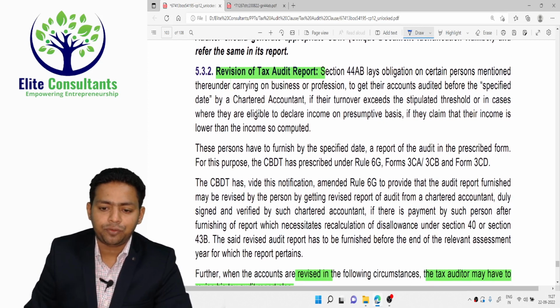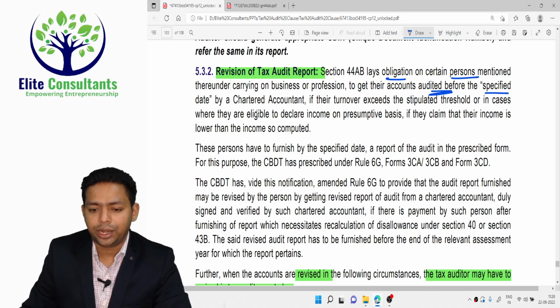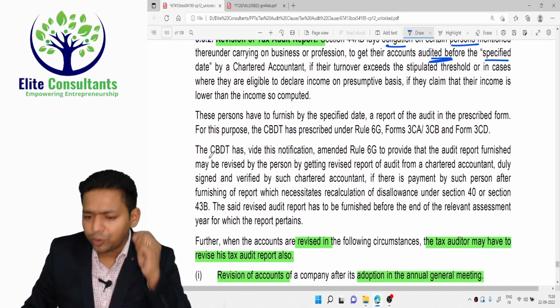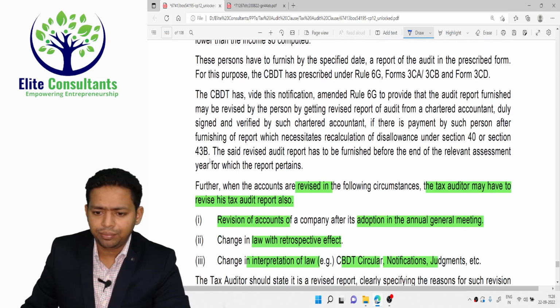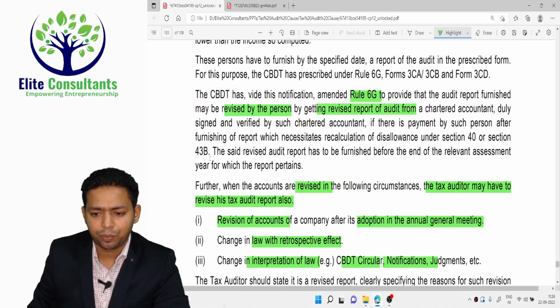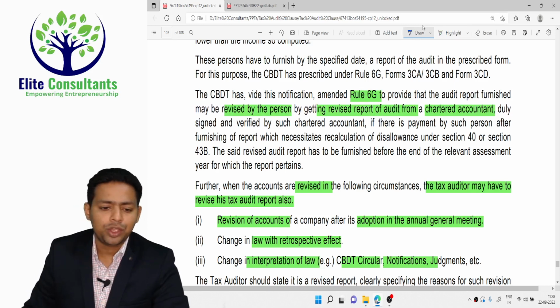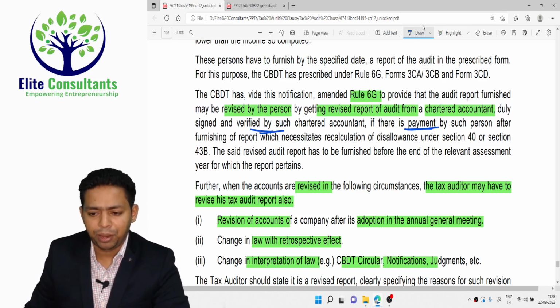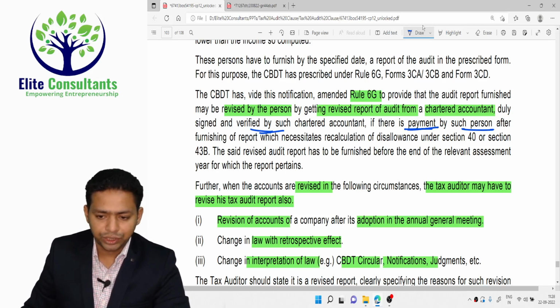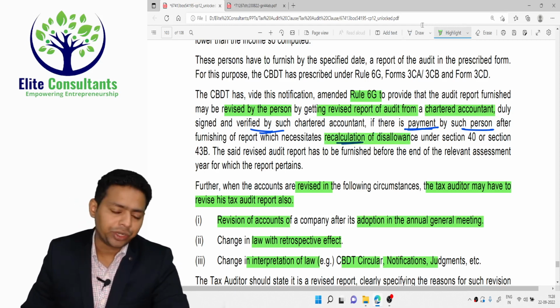Section 44AB lays an obligation on certain persons mentioned thereunder, carrying on business, to get the books of accounts audited. This person has to furnish the audit report. Okay, the CBDT through Rule number 6G provided that the tax audit report furnished may be revised by the person getting the revised report of audit from a chartered accountant. So the assessee can revise the tax audit report only if the CA has revised the report, duly signed and verified by the chartered accountant. If there is a payment by such person after the furnishing of the report which necessitates recalculation or disallowances, then definitely your tax audit report can be revised.